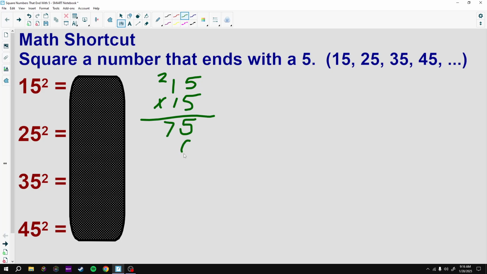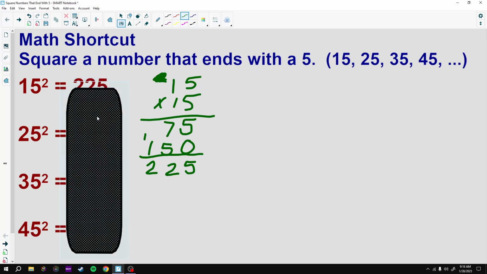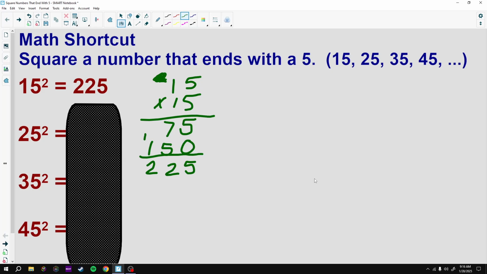Now we put a 0 as a placeholder. 1 times 5, or this 10 times 5. Okay, so that'd be 5 here. And then 1 times 1, we already used this, scribble that out. 1 times 1 is 1. Now we add these up, bring down the 5. 7 plus 5 is 12, carry the 1. And there we go. We end up with 225. Let's see if that's right. And indeed it is. So 225.